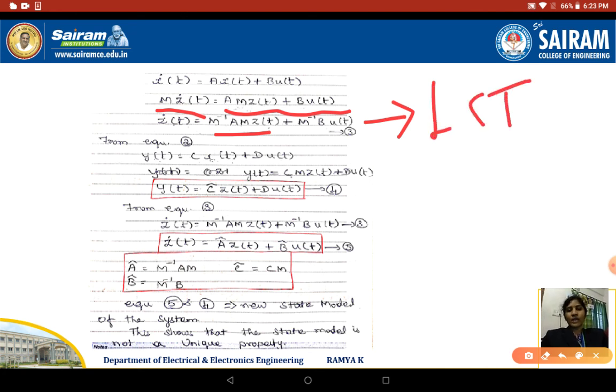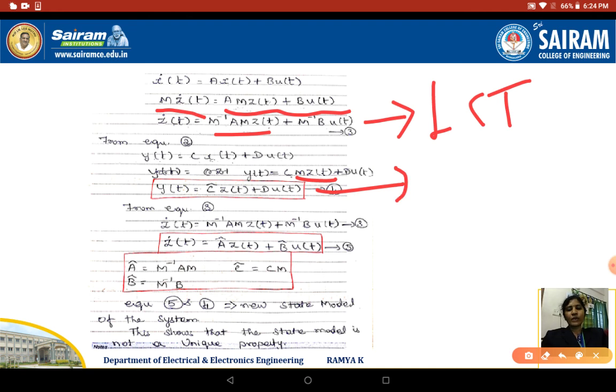Whereas the output equation, we know that the ordinary output equation is y of t is equal to Cx of t plus Du of t. So replace x of t with M into z. When you replace, you will get the modified form of the output equation as CM z of t plus Du of t. So it is the modified output equation.